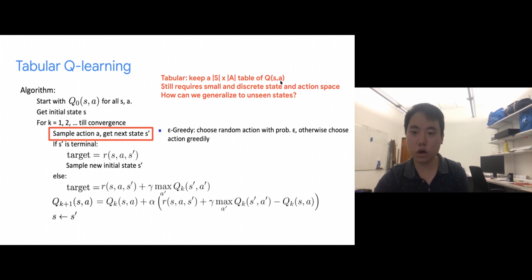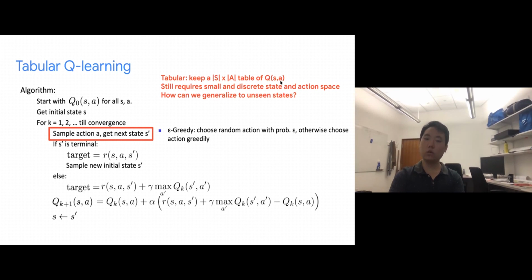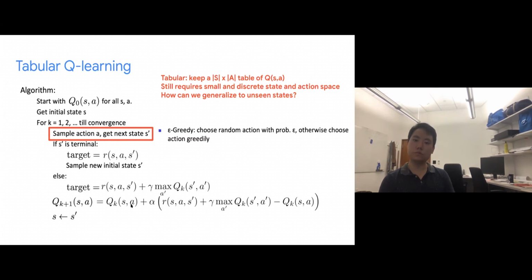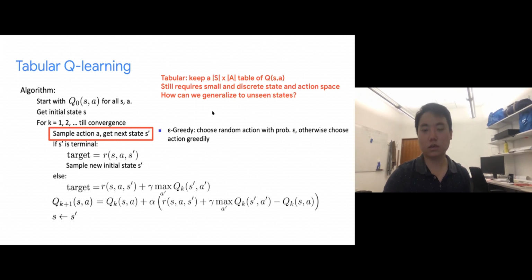And this is still not ideal because it can only work for small and discrete state and action spaces. So again, if your states are images or your actions are continuous, then you can't really do this. And you can't really generalize to states that you've not seen before. You'll only be learning these Q estimates for state and action pairs that you've seen, so you're not going to be able to generalize to new states. So how can we solve that?